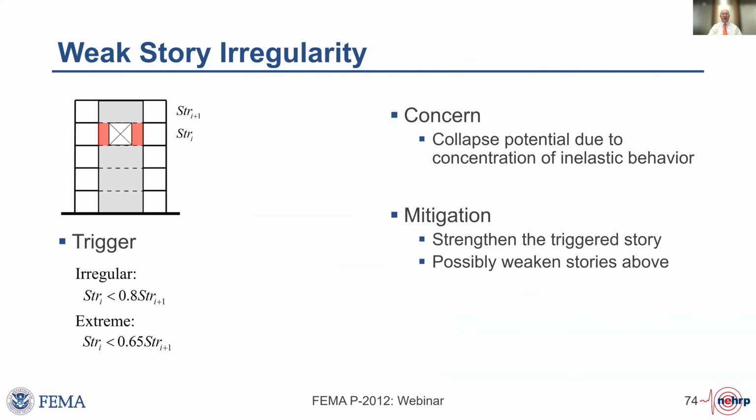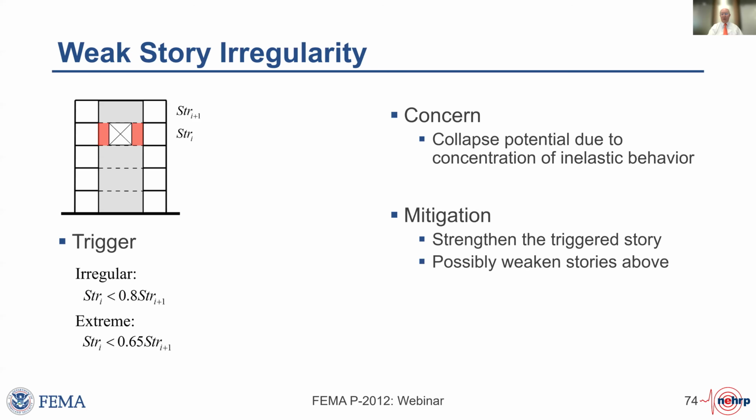So let's talk about our irregularities. The document P-2012 gives a lot more detail on the strength calculations and the stiffness calculations. And those are necessary to do the metrics. So if we have a weak story irregularity, we need to be comparing story strengths. The concern is that at the weak story, we could get inelastic response that is concentrated and the system could collapse.